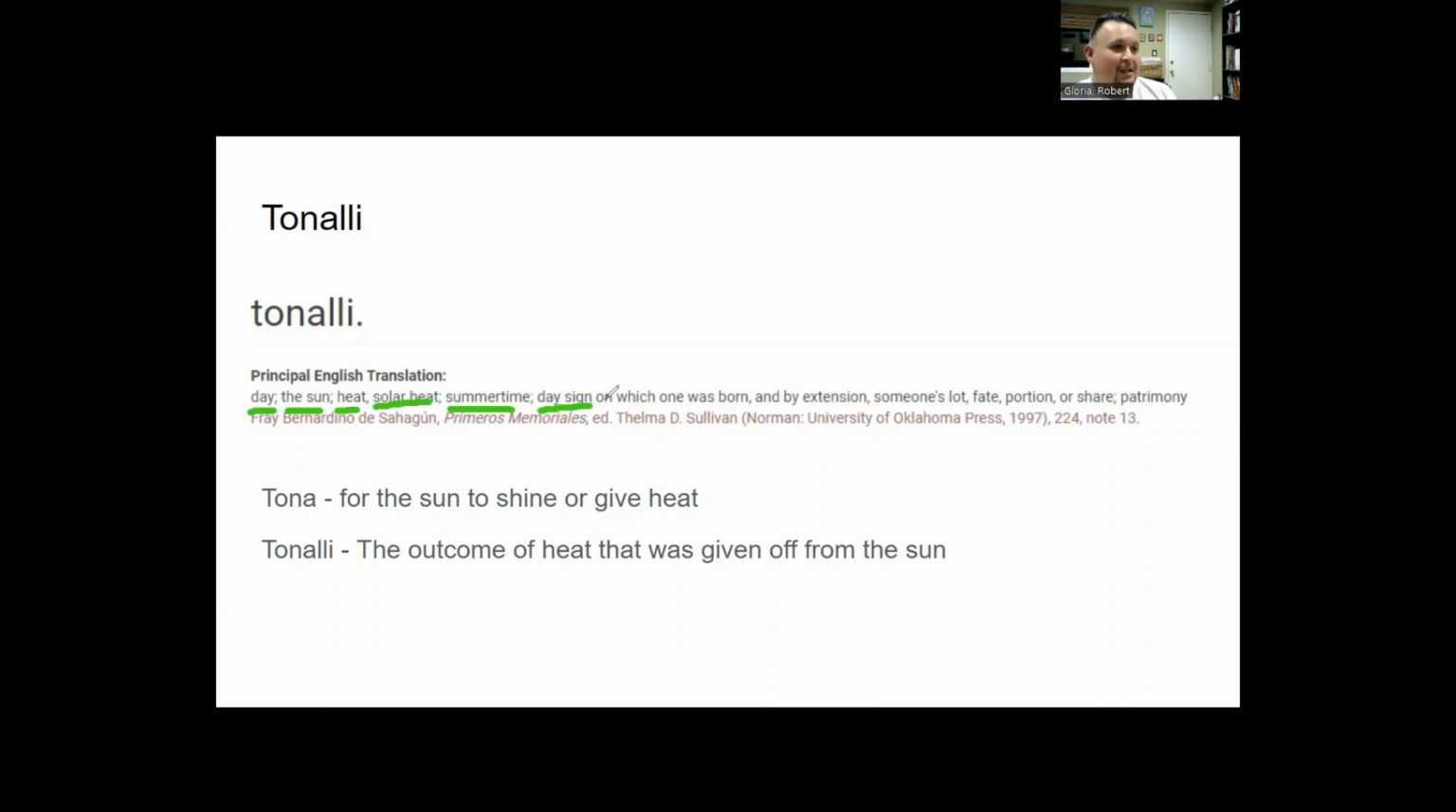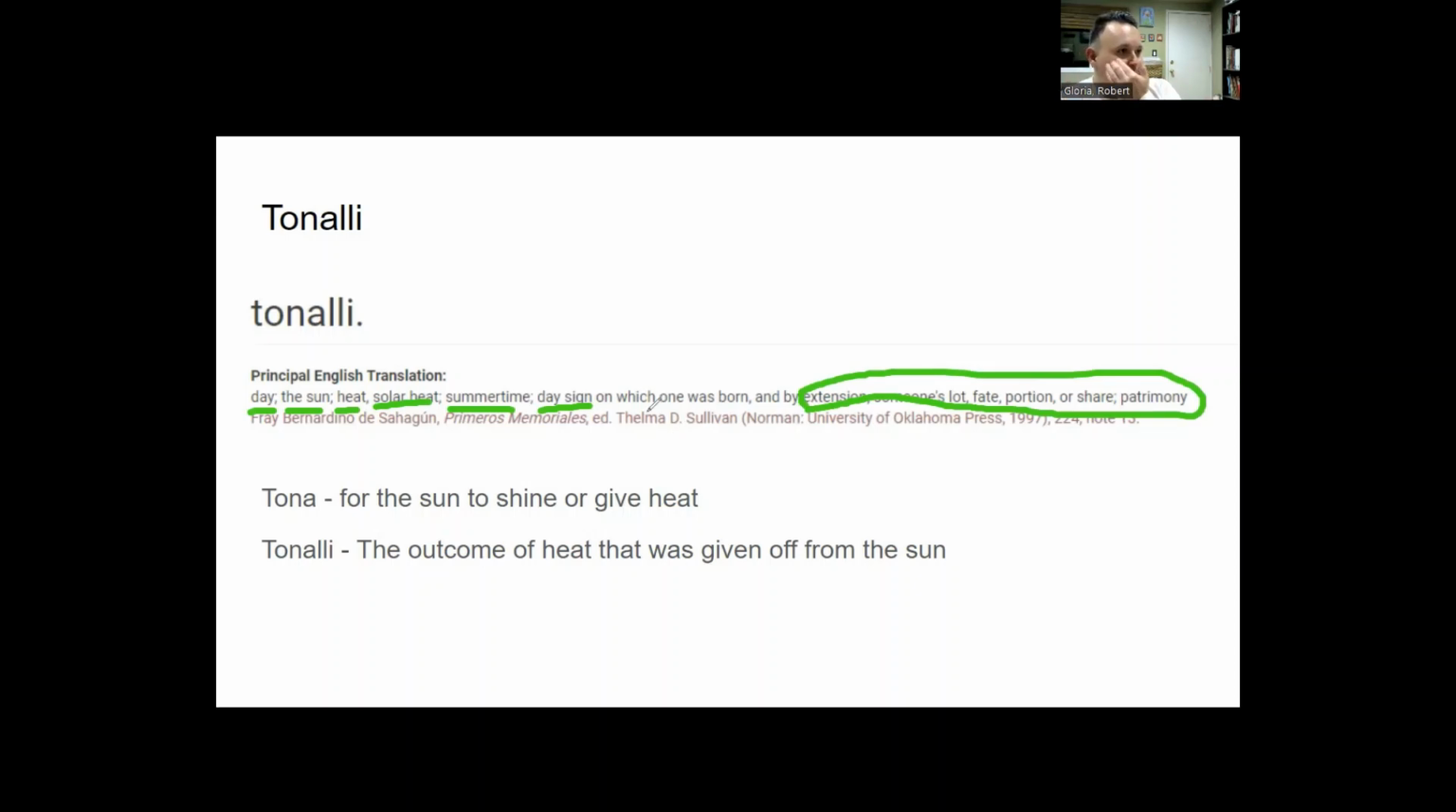If you're talking about the tonalli of the day you were born on, well, you're talking about the day sign on which someone was born, and by extension, we're talking about someone's lot, fate, portion, or share. Whenever I conduct a reading for a tonalli, this is like explaining to the person, hey, you were born in this day sign, during this tercena, in this direction, under the guise of these teteo, and this is what it all means, right? And so that's one meaning.